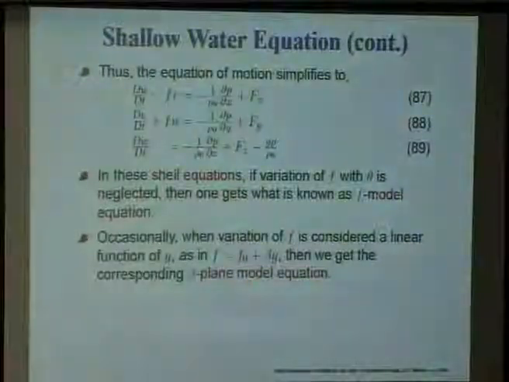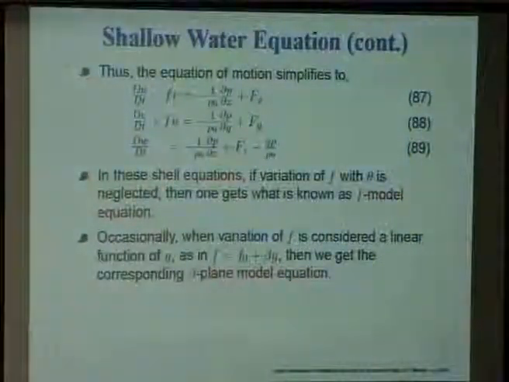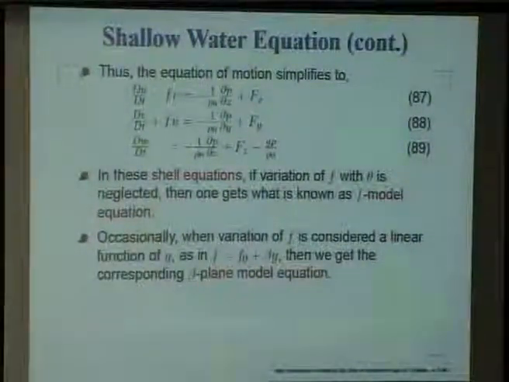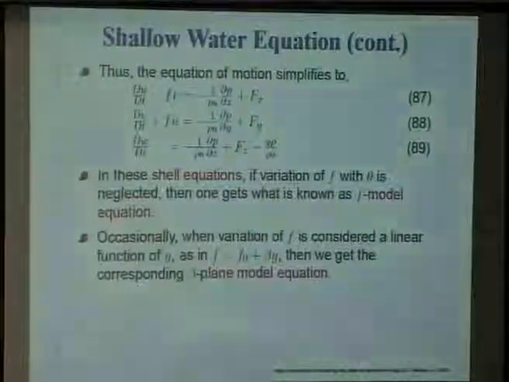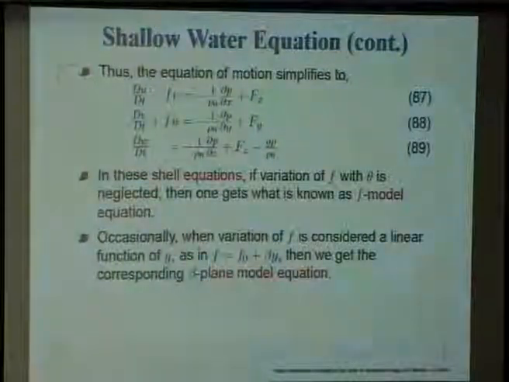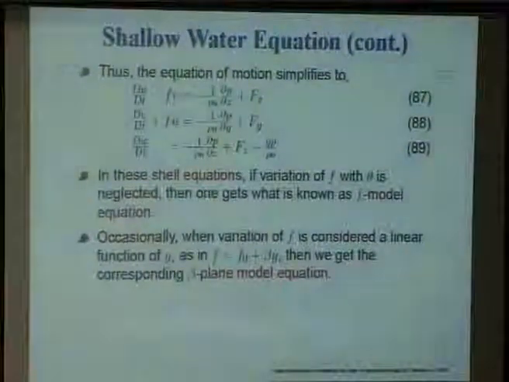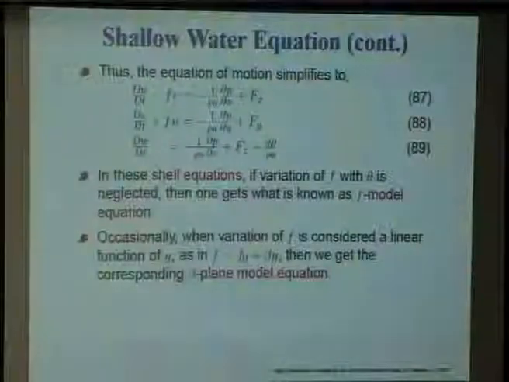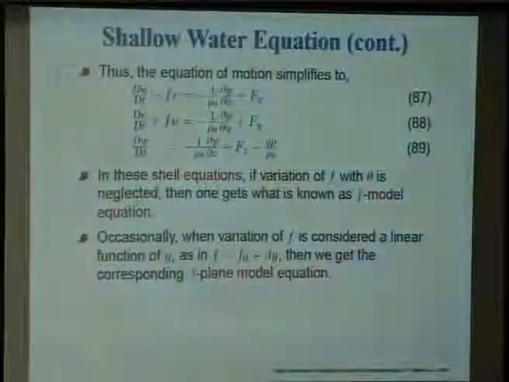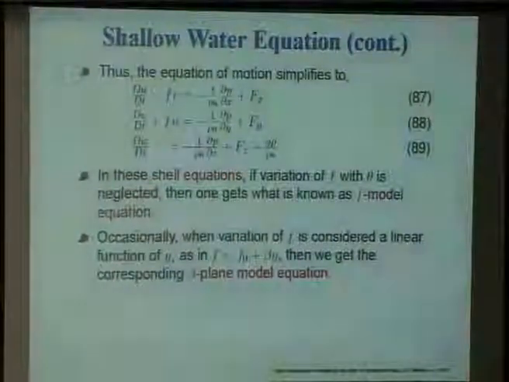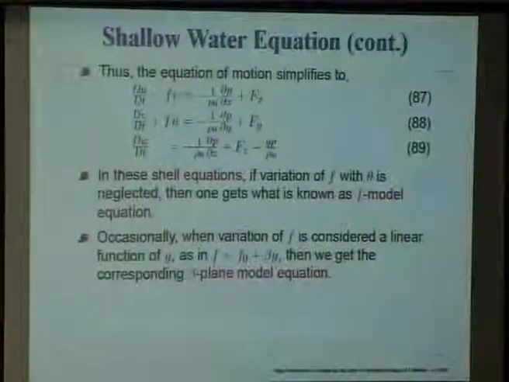And the last term in 89 corresponds to that body force term that comes from the Boussinesq approximation, that is your g rho by rho naught. Now, what you have noticed that f is 2 omega sin theta. So, it is a function of latitude. So, as latitude increases, f changes. So, there are ways of analysis.